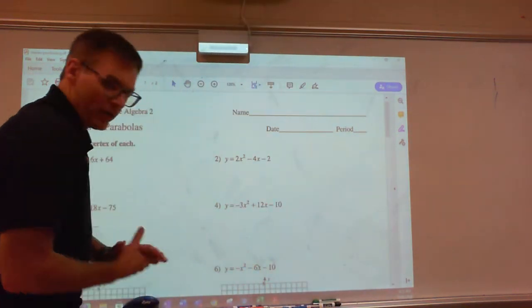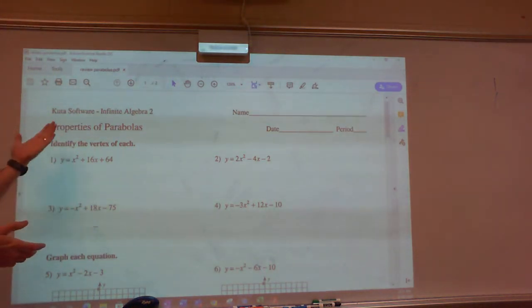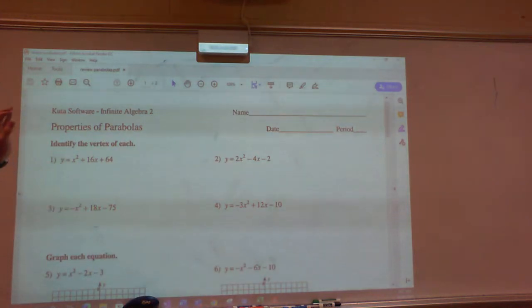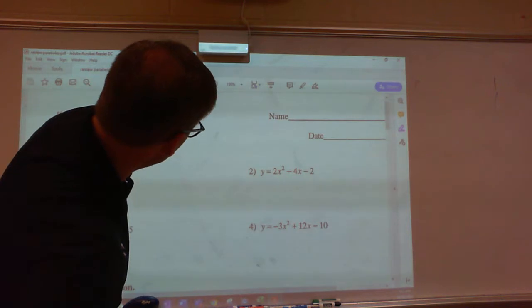And if you look, we're just covering basic properties of parabolas. It says to identify the vertex. First, I don't know if you can read that because it seems kind of small to me. That looks better.